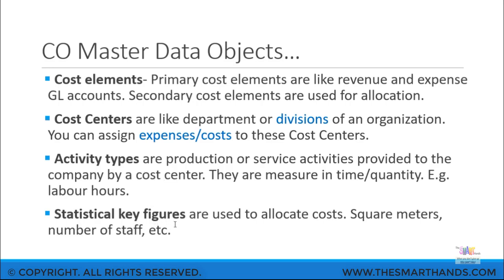Statistical key figures are used to allocate costs from one cost center to another cost center. For example, you have an admin cost center which captures all the admin costs, and you want to distribute this to your other technical cost centers like engineering and production lines. Then you use the statistical key figures to allocate the costs. Examples of statistical key figures could be square meters of floor area used, number of staff on payroll, and so on. Statistical key figures are most commonly used in cost center allocations.